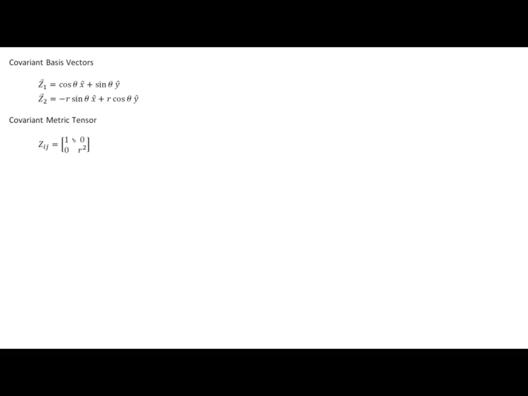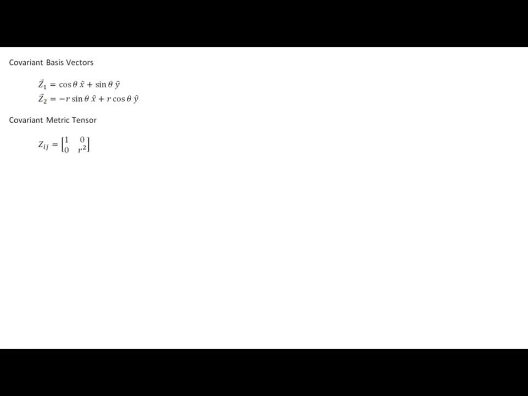A couple of things to point out. Notice that we do not have any off-diagonal elements. The only ones we have are the diagonal, and that's a direct result of the fact that these two basis vectors are orthogonal. When that's the case, we only get the diagonal elements. Second thing is, notice that R is included in one of our elements here. It's not a constant value. So the value of Z22 is going to change depending on where we are in the space. As I pointed out before, that's going to be the case generally with curvilinear coordinates.